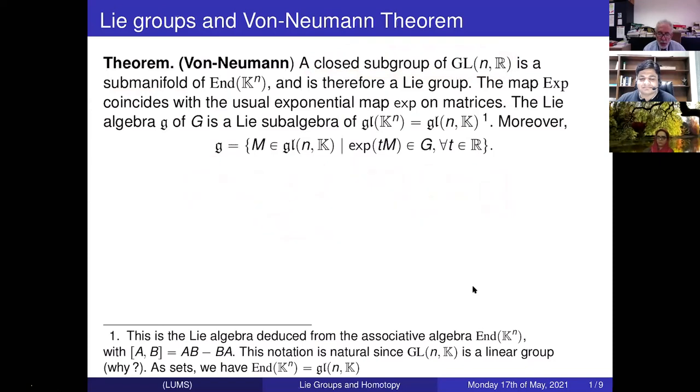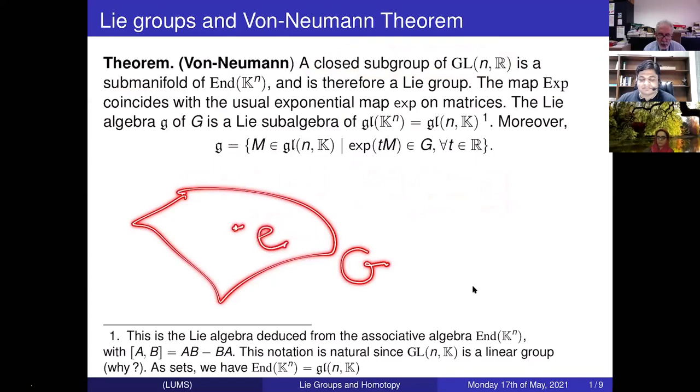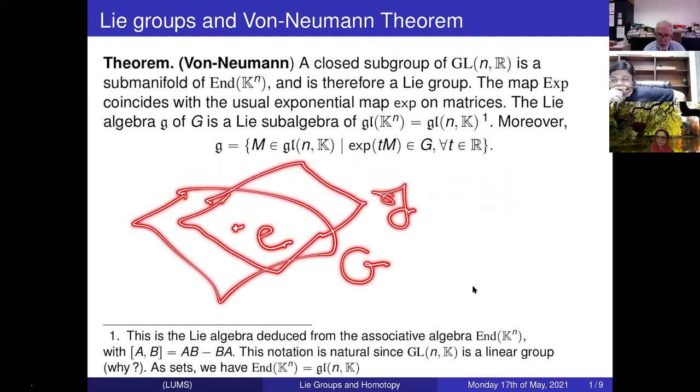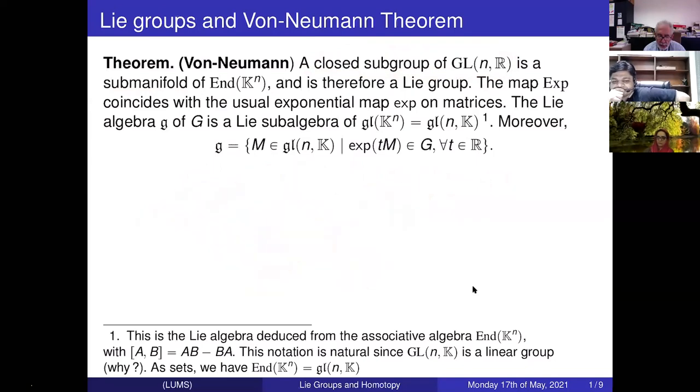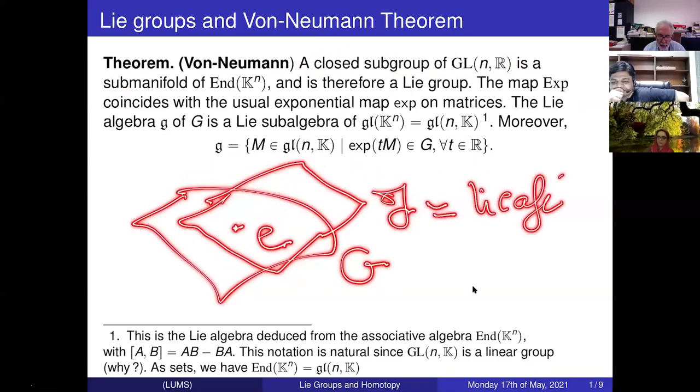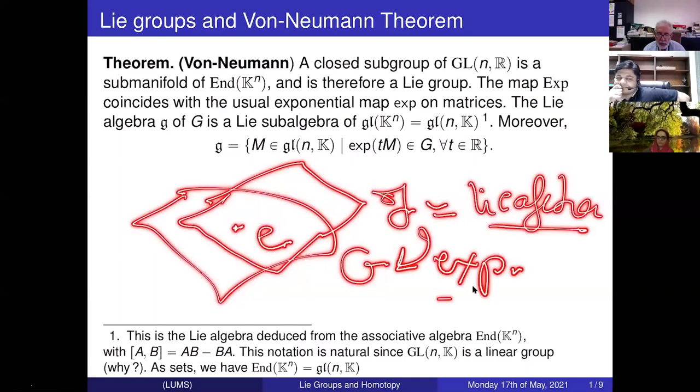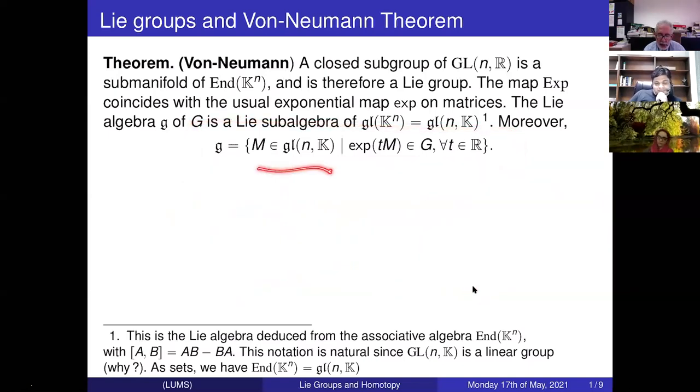Okay, and when you have a Lie group, there is a privileged point, which is the neutral element e. The tangent space at e is usually denoted by g, and it is a Lie algebra. You have an exponential which goes from g to G. In the case of a closed subgroup of GL(n,R), we have exactly what the Lie algebra is. It is the set of all matrices M in GL(n,C) such that the exponential of tM belongs to G for all t.